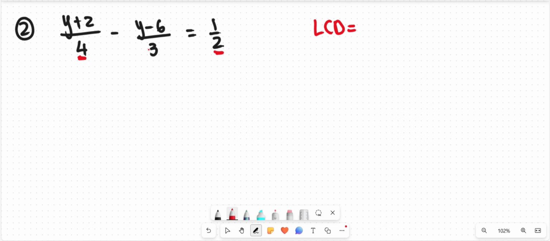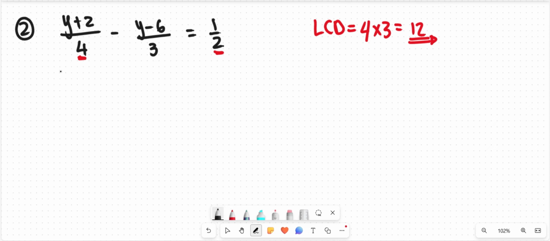But since we don't just have a 2 and a 4, we have a 2, 3, and a 4. So between a 4 and a 3, what would be my LCD? Since those guys do not divide into each other, I would have to multiply them together to get the lowest common denominator.